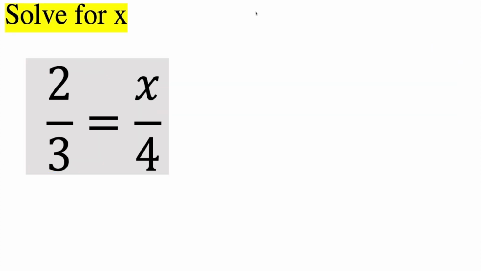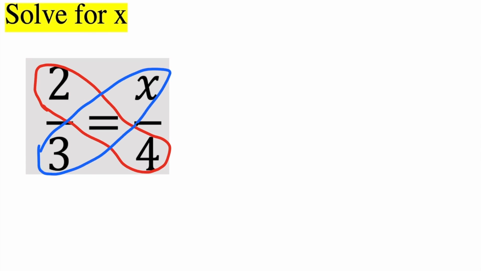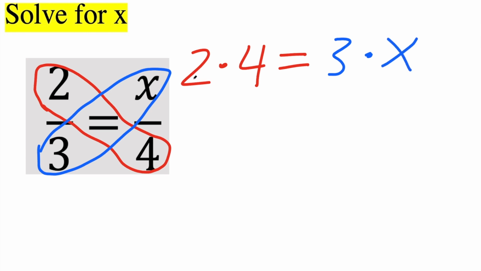Okay, this is the second problem, and so if you want to pause the video and attempt it, feel free. Same procedure. We're going to multiply the diagonal, so 2 times 4, and the other diagonal, 3 times x. So 2 times 4, let's write this down. 2 times 4 is equal to 3 times x. And 2 times 4 is 8, and 8 is equal to 3x.